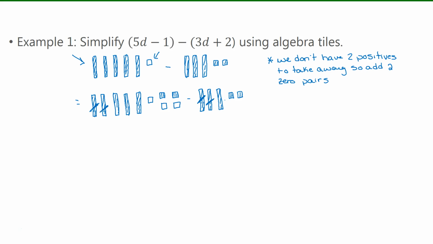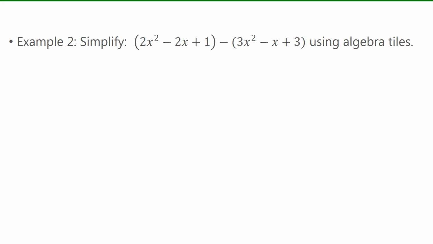another d, another one, and subtract the 2 positive tiles. So now that leaves us with 2 positive d tiles and 3 negative 1s, which we write as 2d minus 3. We'll do that again now for example 2.